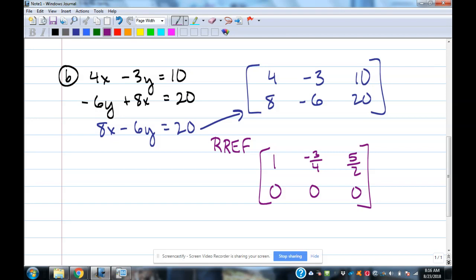Infinitely many solutions there because we had zeros all across the bottom. So we can abbreviate that. Okay.